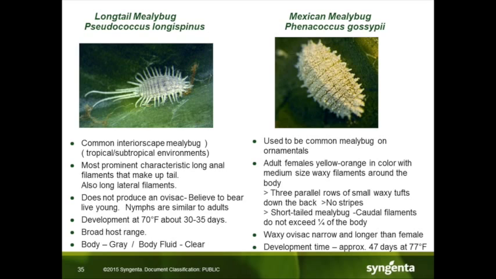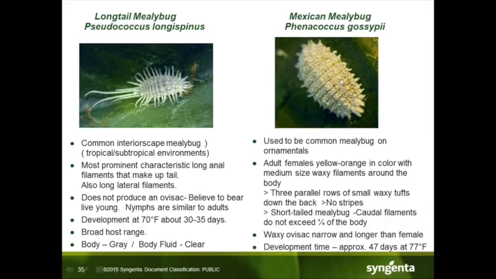Now, I just wanted to highlight some of the common mealybugs that you will see in ornamental production, so you can tell the difference morphologically between them. The long-tail mealybug really has these prominent long tail filaments at the end and very long lateral filaments along the rim of the body. This is in contrast to the Mexican mealybug, which doesn't really have those long, extensive filaments along the body. And they do have these three parallel rows of waxy tufts.